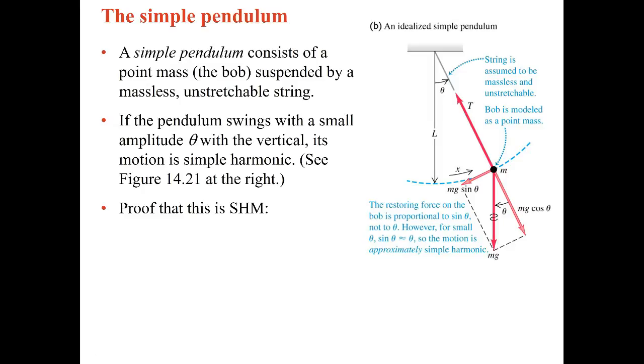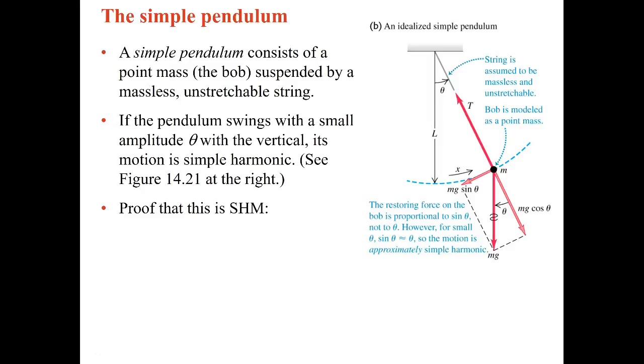So here's a simple pendulum. You have a point mass suspended by a string. Now the string, we pretend like it has no mass and you can't stretch it. So if the pendulum swings with a small amplitude theta from the vertical, it is simple harmonic motion. And we're going to prove this very quickly.